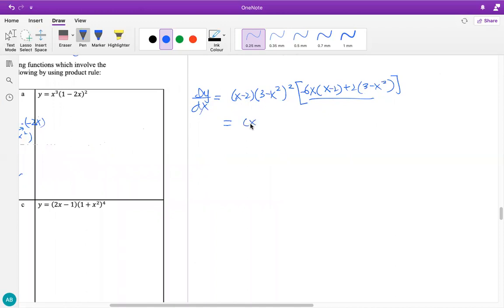So you get (x minus 2)(3 minus x squared), so minus 6x squared plus 12x, then plus 6 minus 2x squared. Okay, so you simplify. This one is squared, sorry.